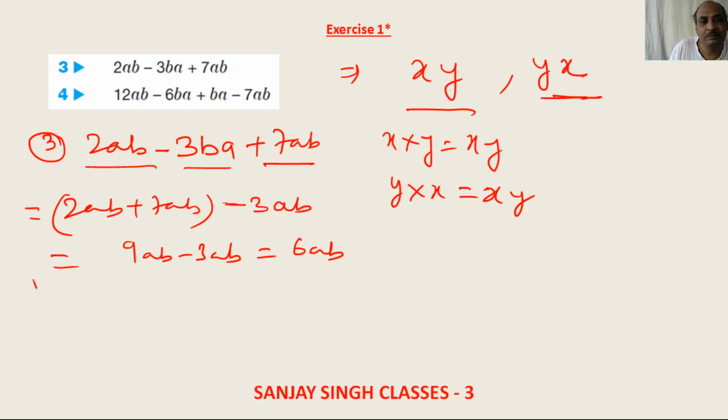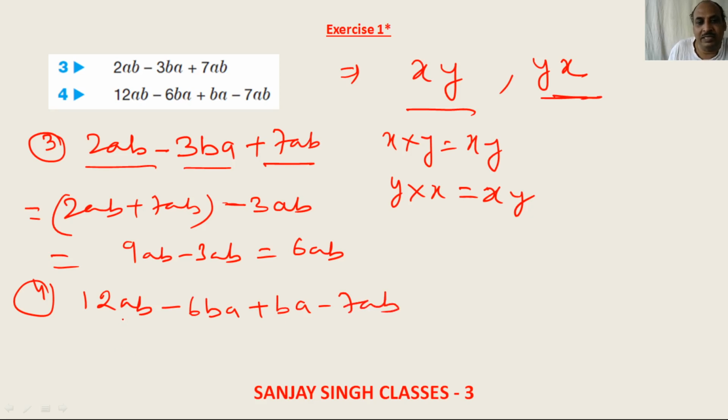Okay, right. Now 12AB, so I hope our students have understood now, so we can move a little bit faster. Minus 6BA, plus BA, minus 7AB. So here you can see, here also AB, here also BA is AB only, here also BA is AB only, here also AB is BA only or AB only. So all are like terms now.